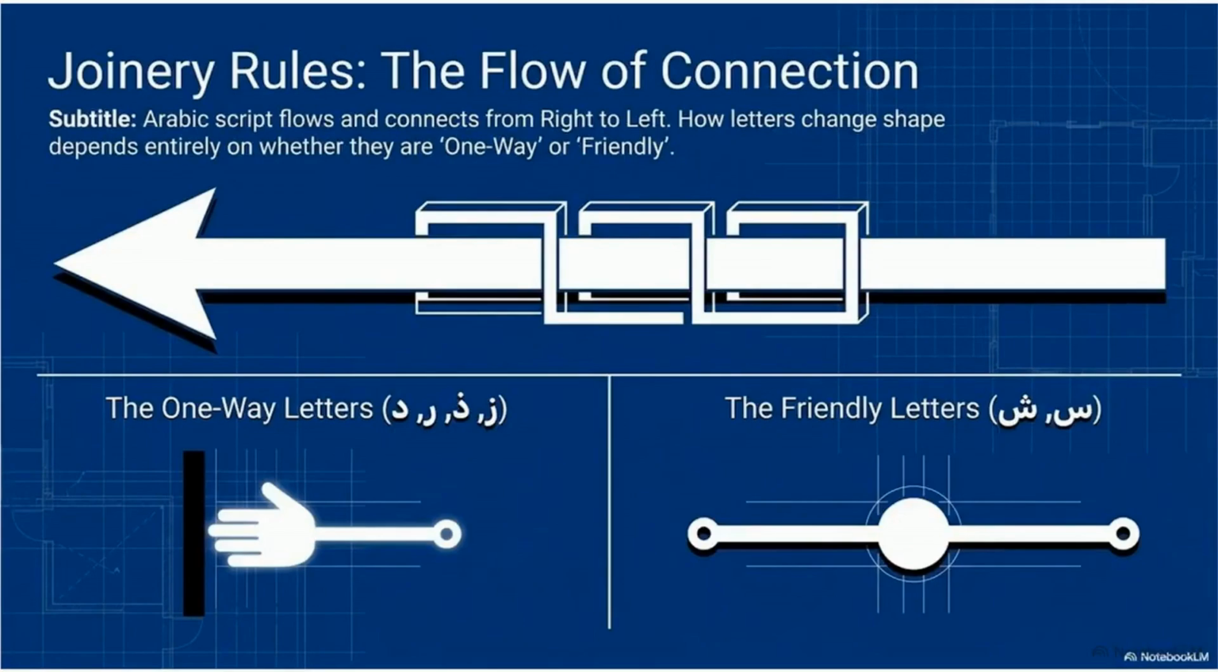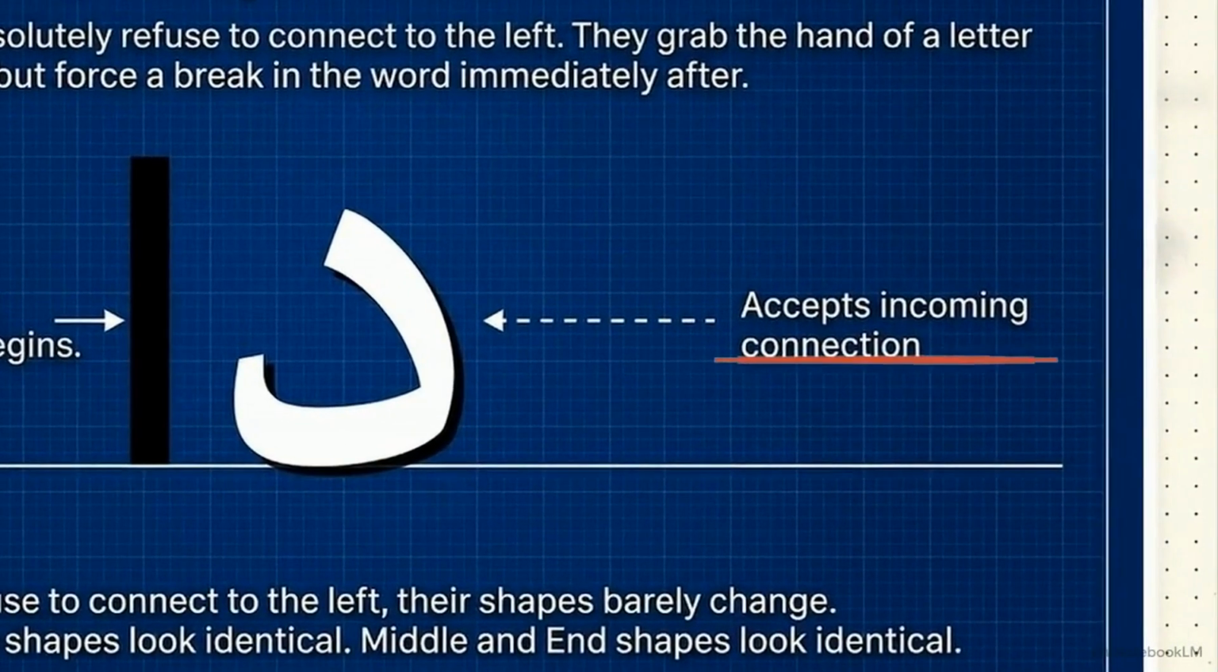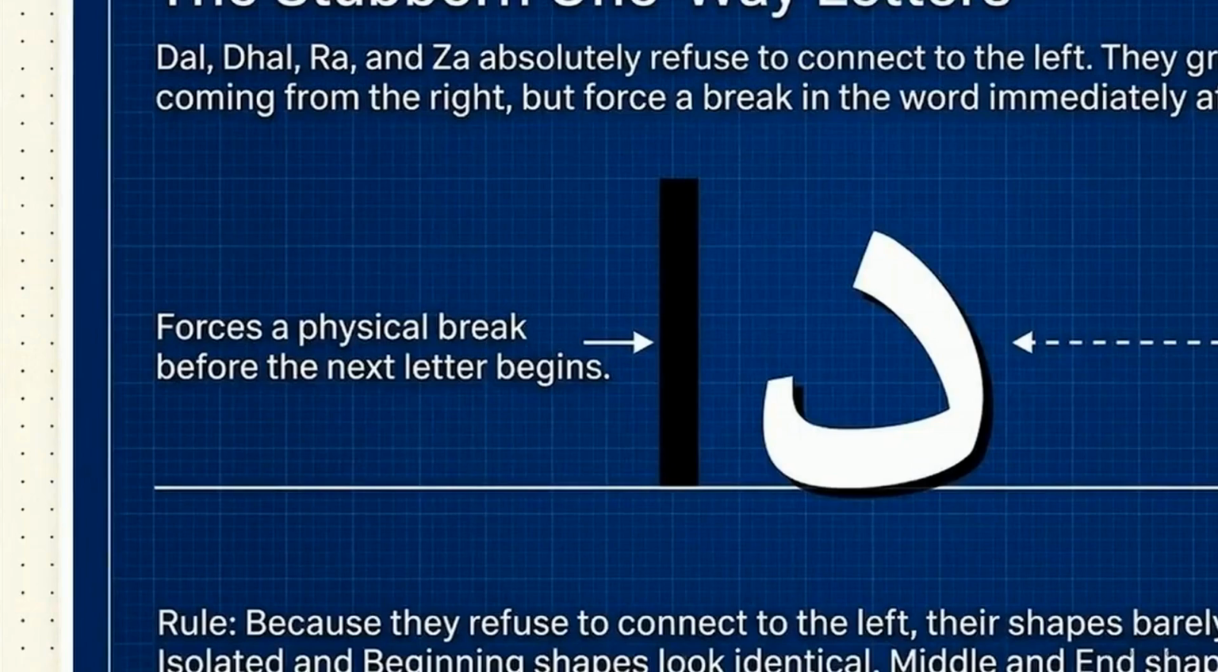As this graphic of the joinery rules shows, how a letter adapts depends entirely on whether it belongs to the one-way category or the friendly category. Look at this diagram of Dal. It is a stubbornly one-way letter, along with Dhal, Ra, and Za. It will happily grab the hand of a letter approaching from the right, but it completely refuses to connect to anything on its left. This refusal forces a physical break in the word before the next letter begins.